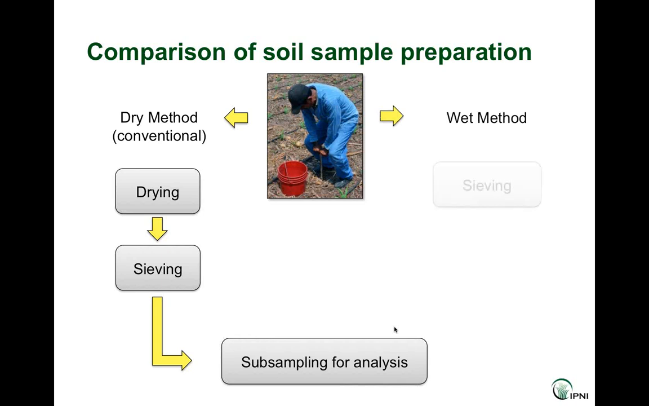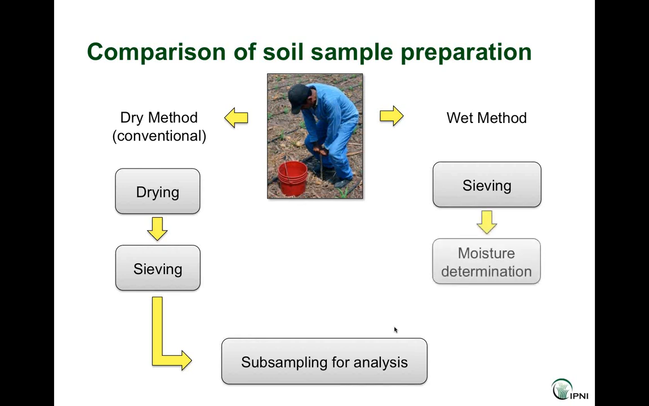In the wet method, instead of drying, the sample as it came from the field is directly sieved, and then a subsample of that sieved wet soil is taken to determine its moisture. Based on that moisture, a 2-gram equivalent sample is then taken for analysis. So with the wet method, we skip the drying step.